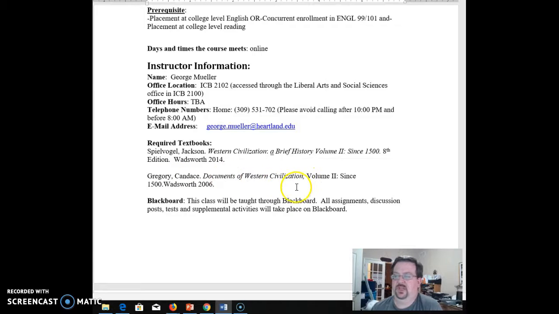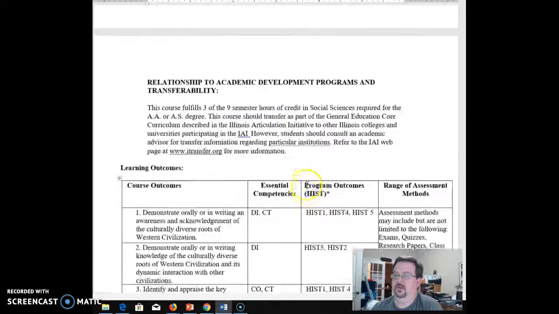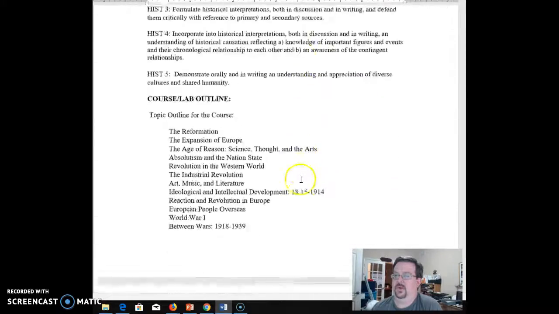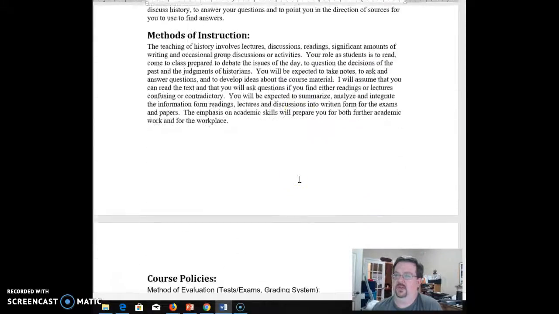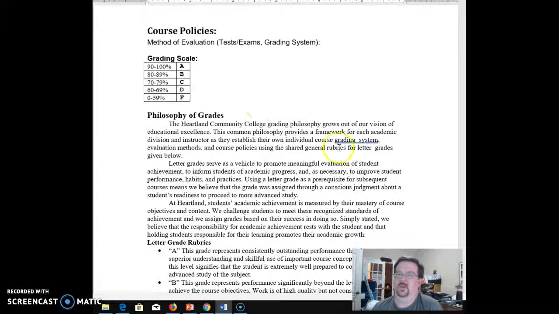Documents of Western Civilization, on the other hand, you need to get the new edition of that. And it needs to be volume 2. We'll be doing a number of assignments from there. And I'm going to scroll down to show you a couple of other things. One is the grading scale.